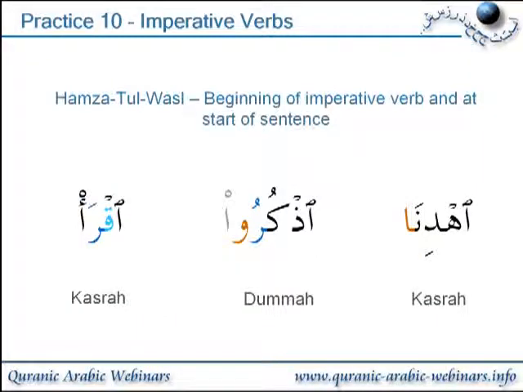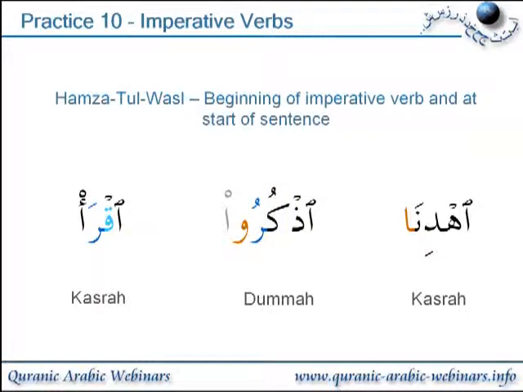Now a quick reminder of imperative verbs. So these are one of the more tricky ones to go through, and the basic rule again is if you have an imperative verb which begins with the Hamza-Tul Wasl, the next letter will be sakin, and you look at whatever the sound is on the next letter. So if it has a kasra or a fatha, then the Hamza-Tul Wasl is read as if it has a kasra. If the letter after the letter which is sakin has a dhamma, then the Hamza-Tul Wasl is also read as if it's a dhamma.